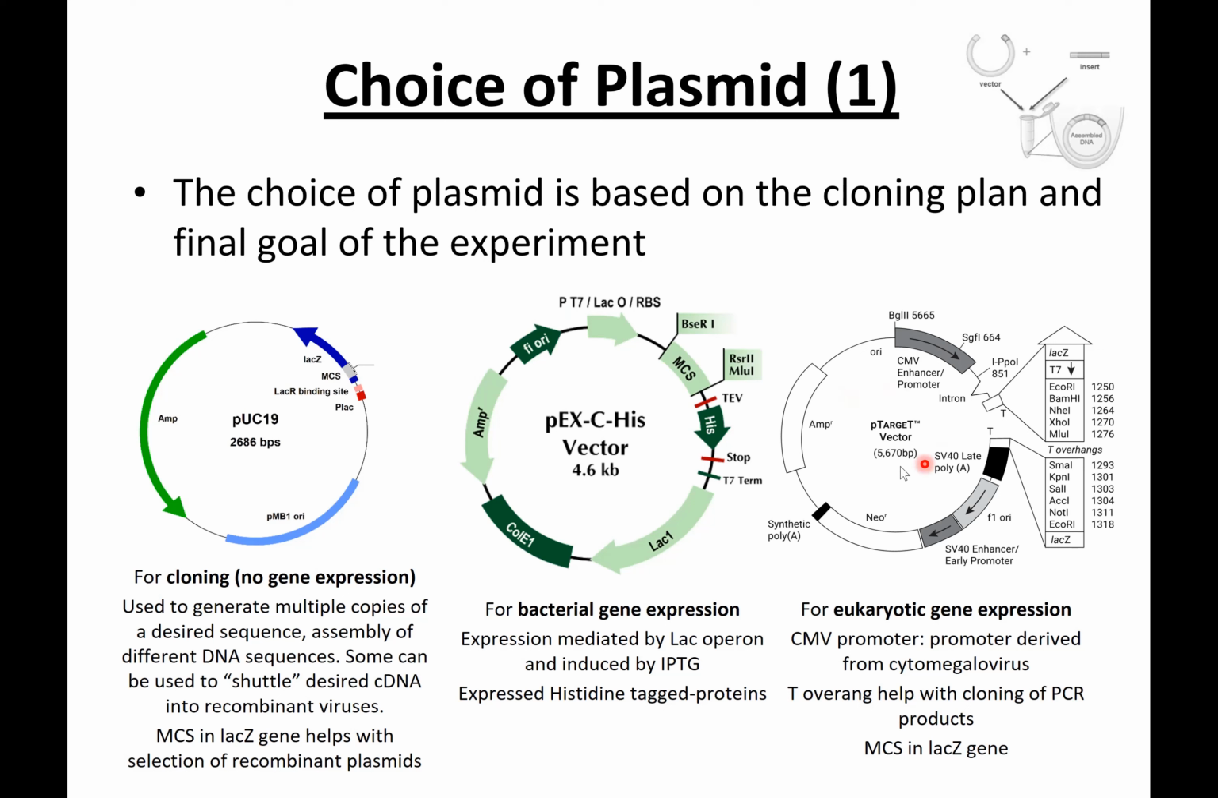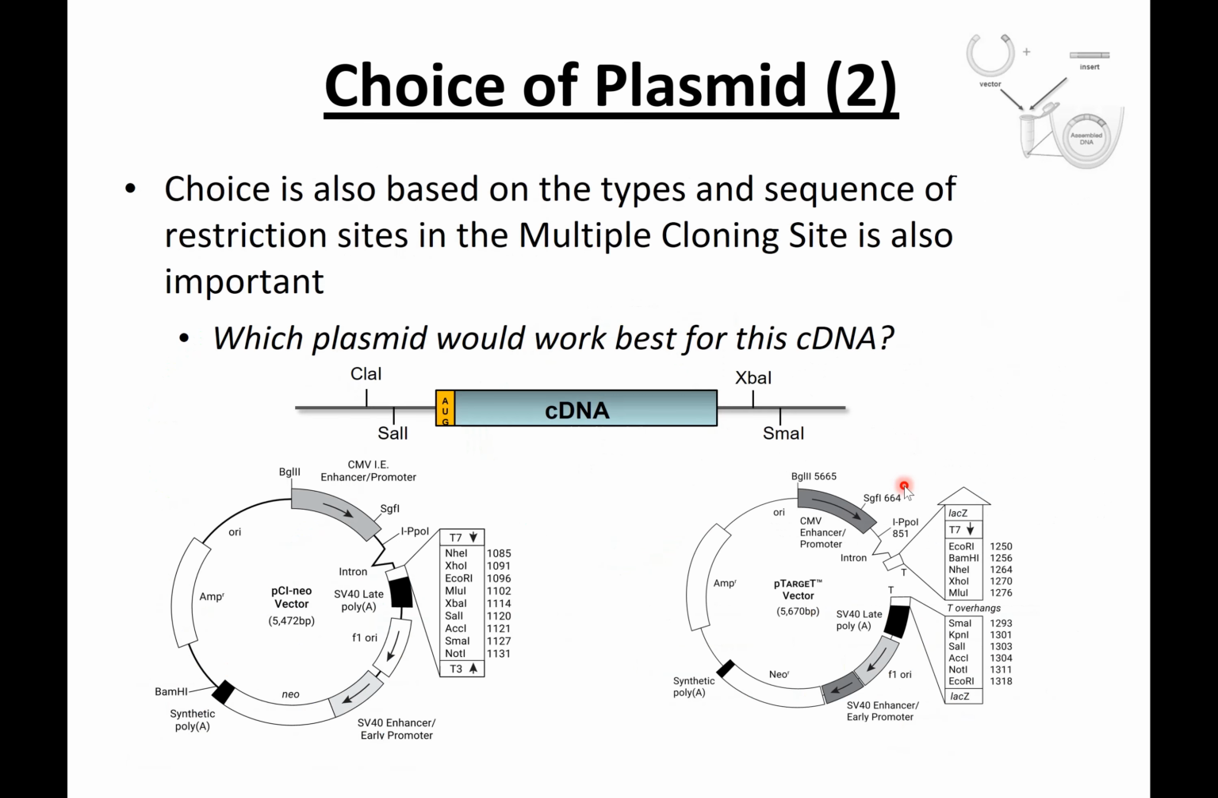Another feature of the pTarget vector that I quickly touch on here is these two T overhangs, which are used in PCR cloning. You'll see in the next step what they're used for. So this vector can actually be purchased already opened up with these T overhangs, or it can be purchased closed up with the polylinker functional there.